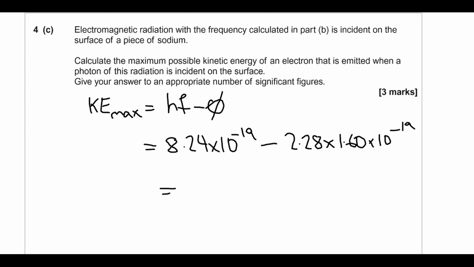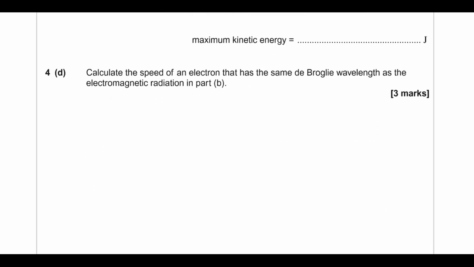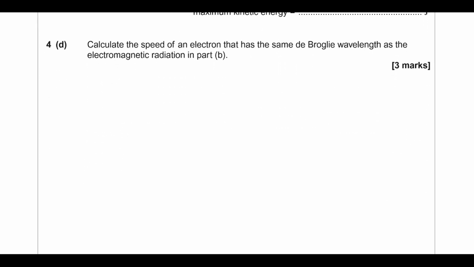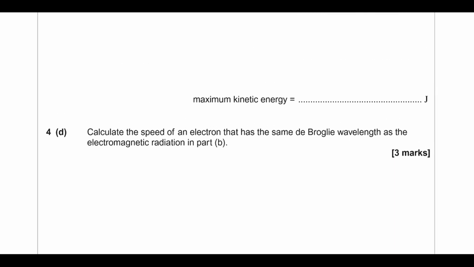And we end up with a value of 4.592, so that's going to be 4.59 times 10 to the minus 19 joules, and that's going to be given to 3 significant figures because the data given in the question is 3 significant figures. Okay, and it wants the speed, calculate the speed of an electron that has the same de Broglie wavelength as the electromagnetic radiation in part B.